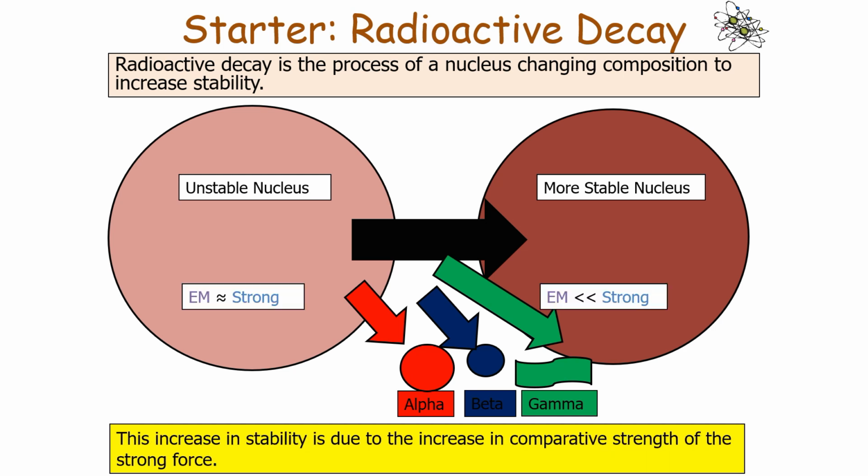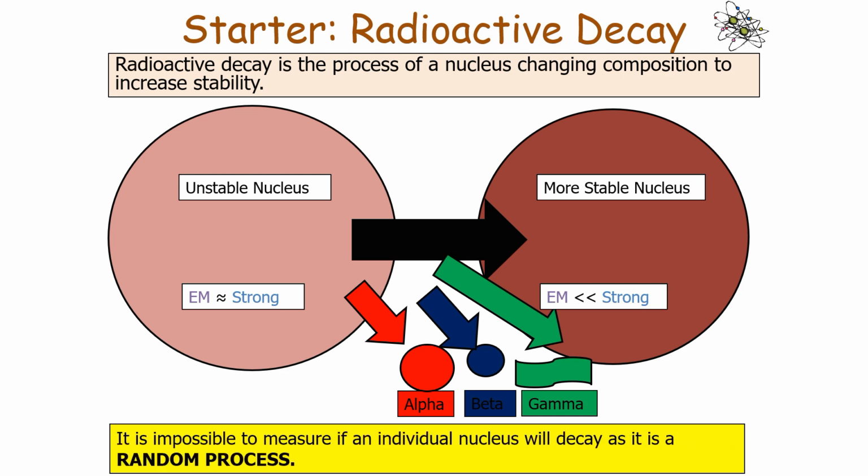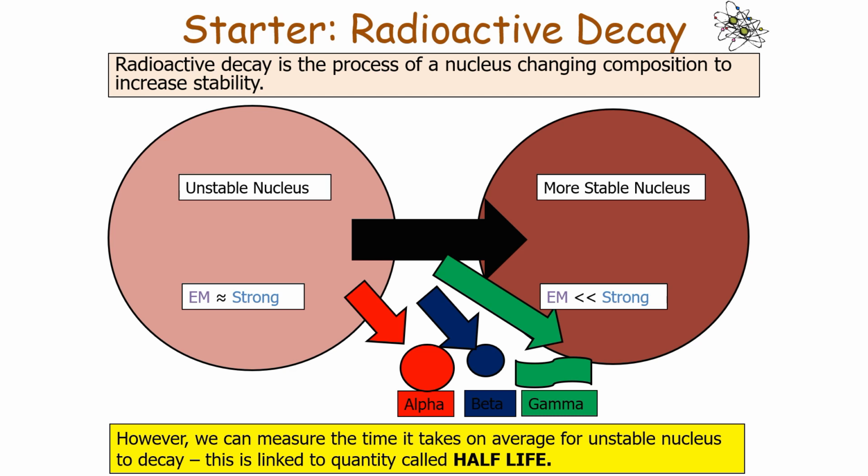Now this increase in stability is due to an increase in the comparative strength of the strong force, because an unstable nucleus has the electromagnetic and strong interactions at similar sizes, whilst a stable nucleus has a strong interaction much more dominant than the electromagnetic interaction. Now it's impossible to predict if an individual nucleus will decay because it is random. However, we can measure the time it takes on average for an unstable nucleus to decay, and this is linked to a quantity called half-life.